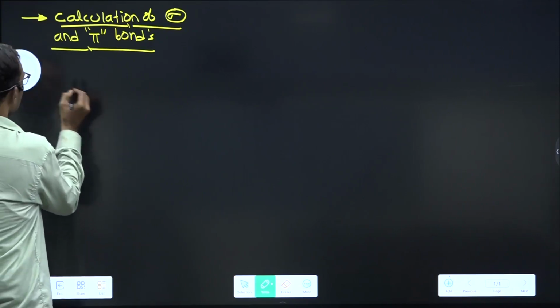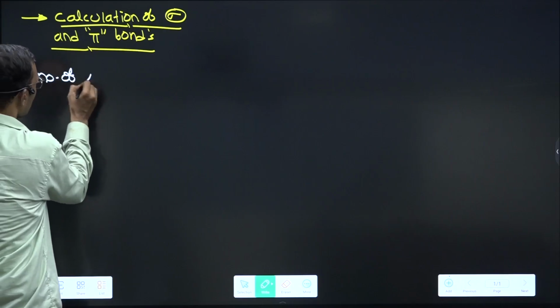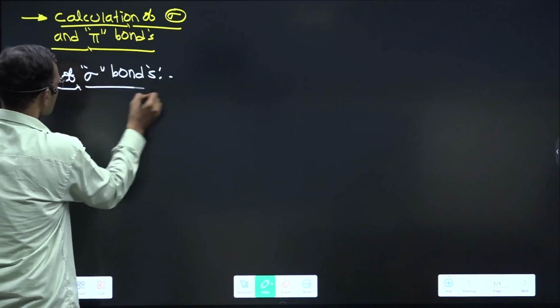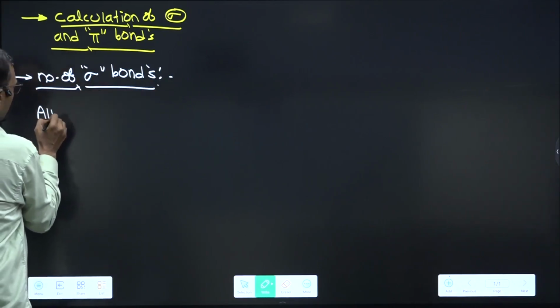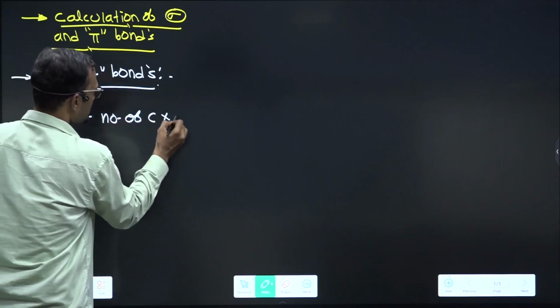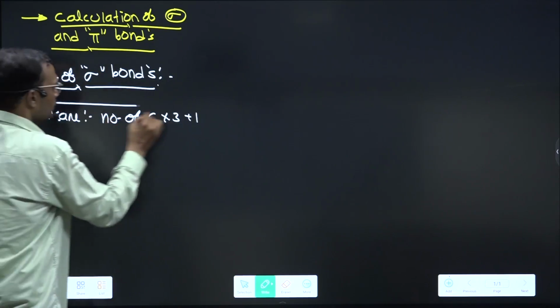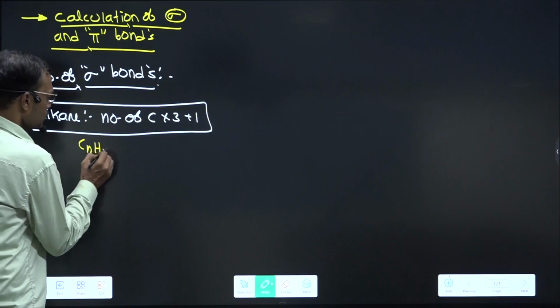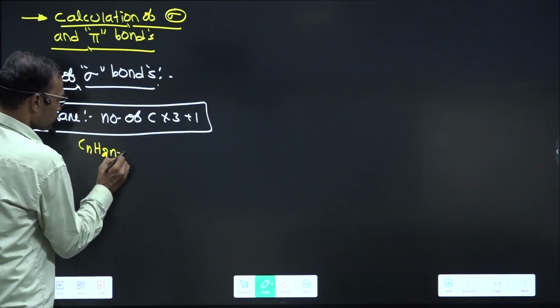Suppose you want to calculate the number of sigma bonds. First, the number of sigma bonds. If I want to calculate for an alkane, remember: number of carbons multiplied by 3 plus 1. This is the formula. If you want to calculate the number of sigma bonds in an alkane, first you need to confirm it is an alkane. How to confirm? The general formula of alkane is CnH2n plus 2.